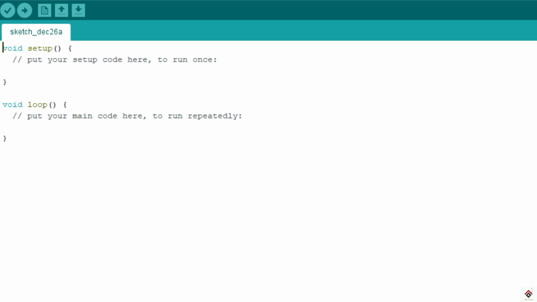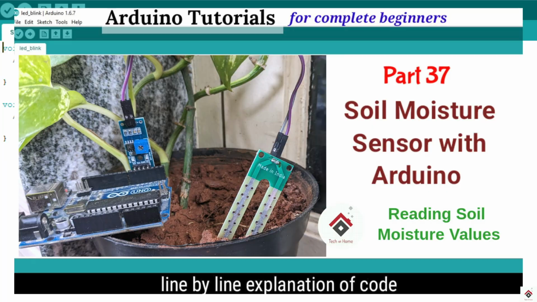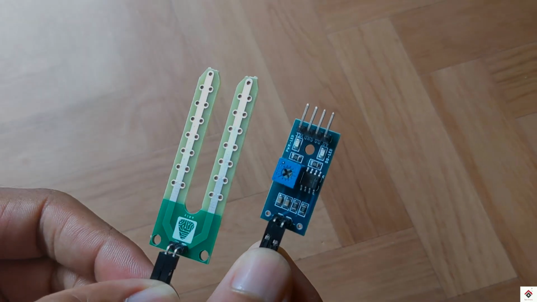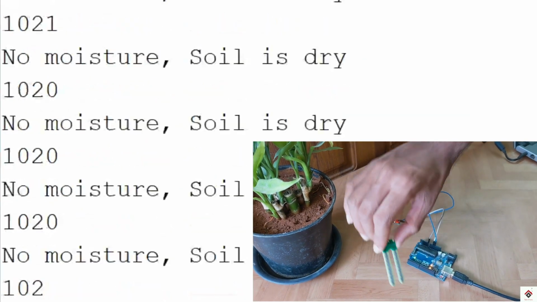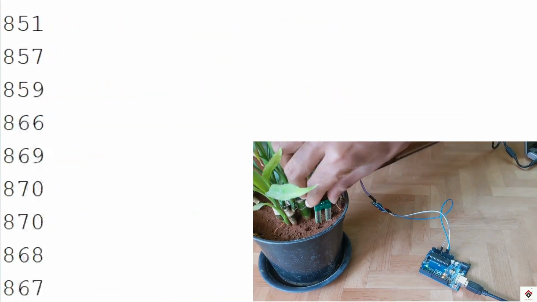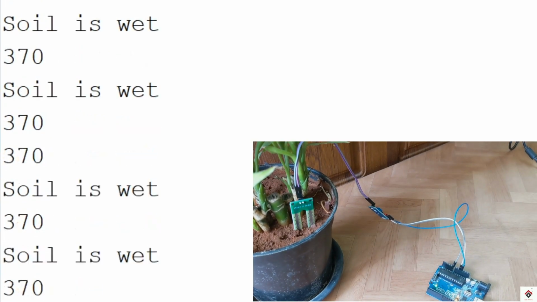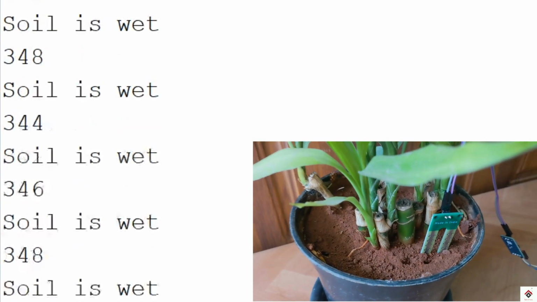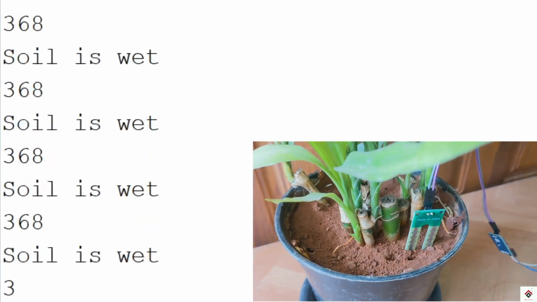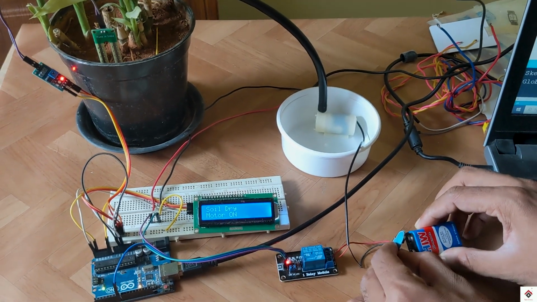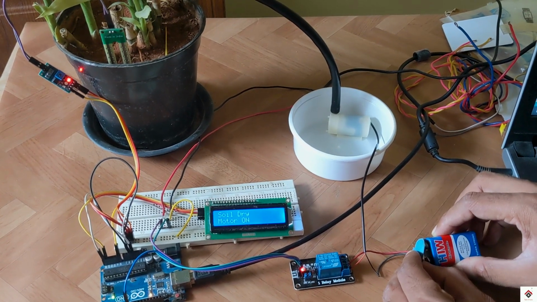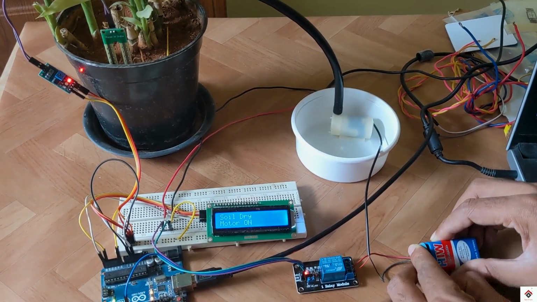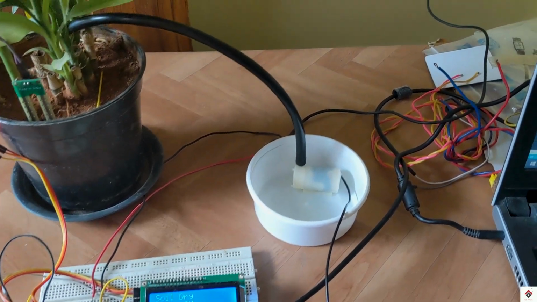Hi guys, welcome back to 38th part of the Arduino tutorials. In my previous video, I have already explained the basic working of the soil moisture sensor, and also we have done some basic code to read the moisture values from the soil. So in continuation to that video, we'll be additionally adding an LCD module to display the moisture content and also a small water pump to make an automatic plant watering system.